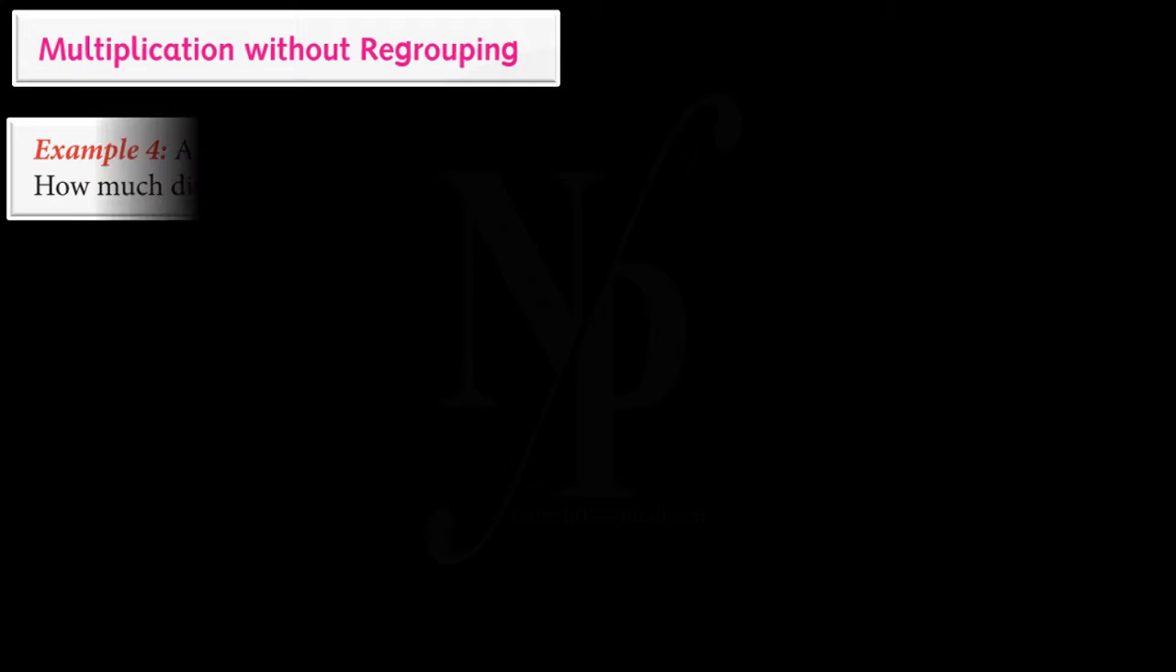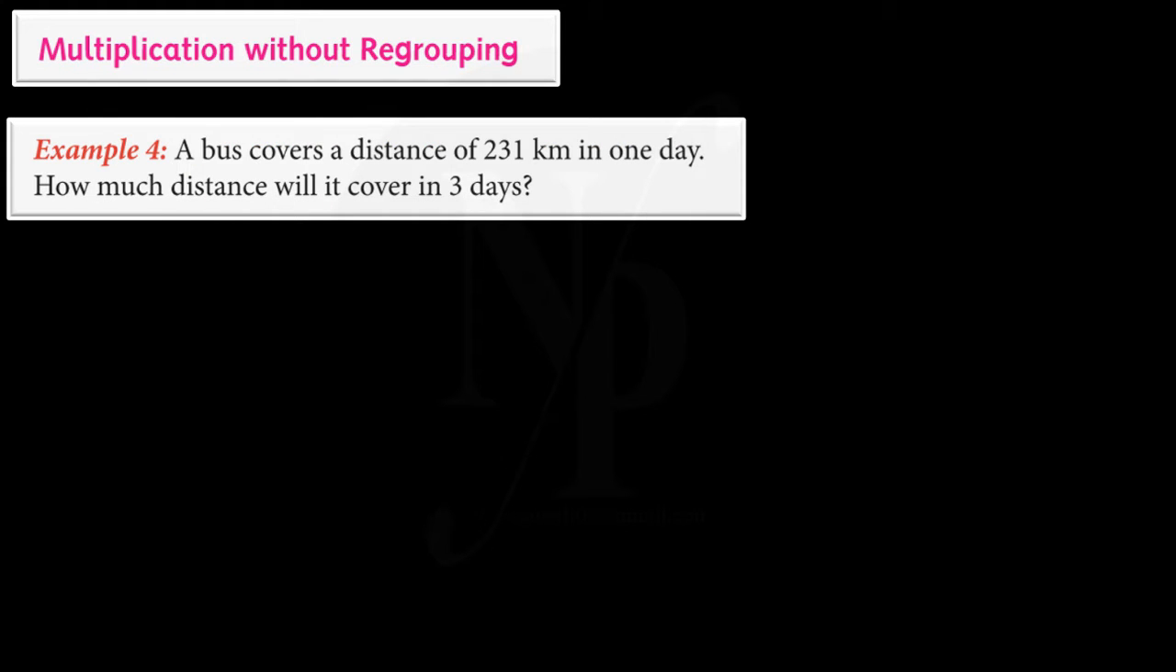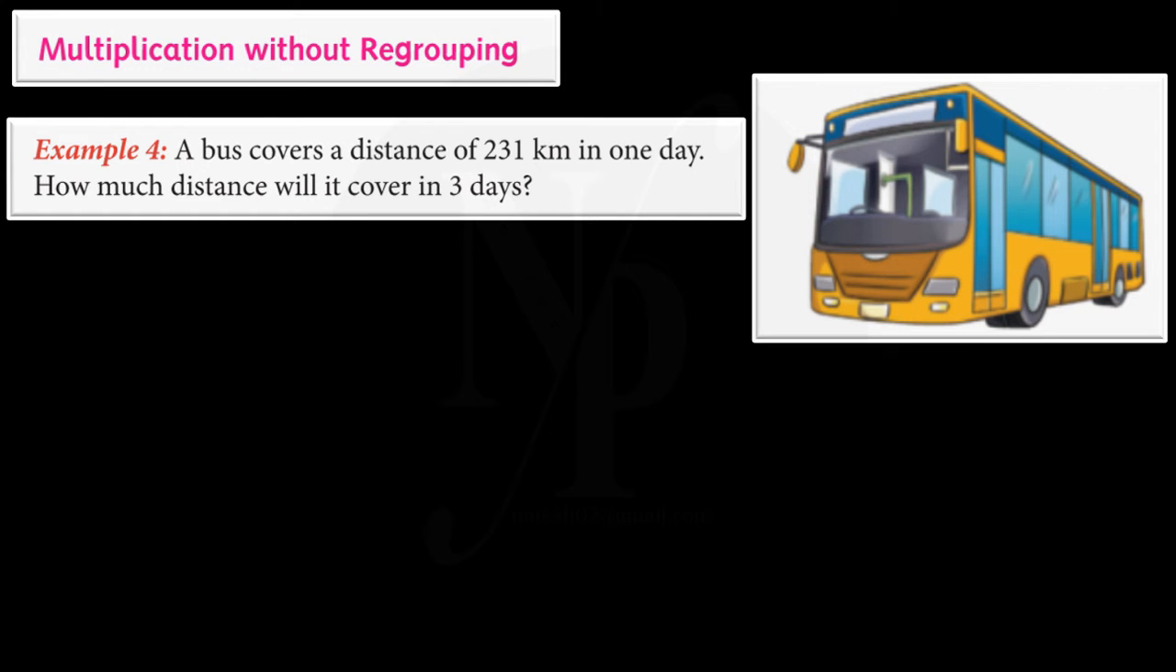First, we will see multiplication without regrouping. Example number 4 in our textbook. A bus covers a distance of 231 kilometers in one day. How much distance will it cover in 3 days? So here in this question, a bus is described. You can see in the picture. So a bus covers a distance of 231 kilometers in one day.